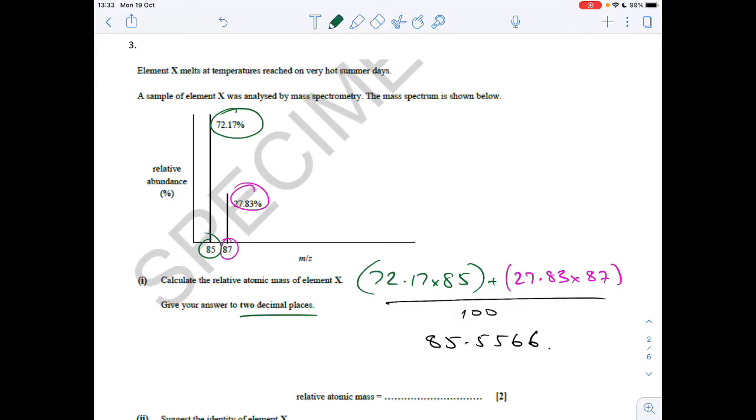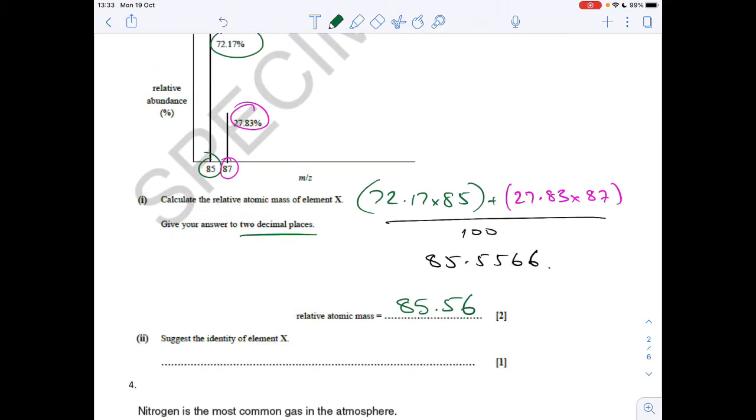That gives me a calculator value of 85.5566. So to two decimal places, that's 85.56. The identity of element X now, so we're just looking for the closest match on the periodic table for that relative atomic mass, and the answer is rubidium.